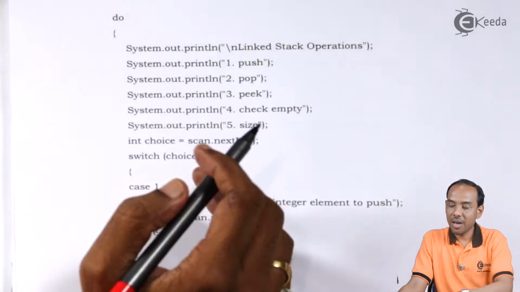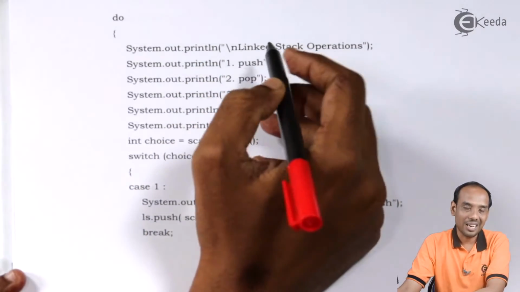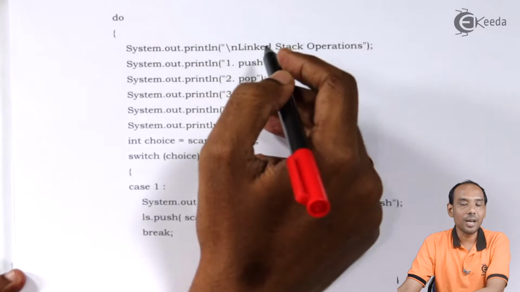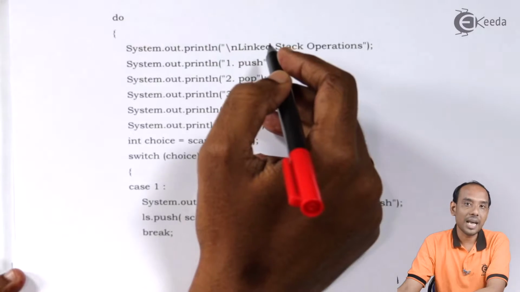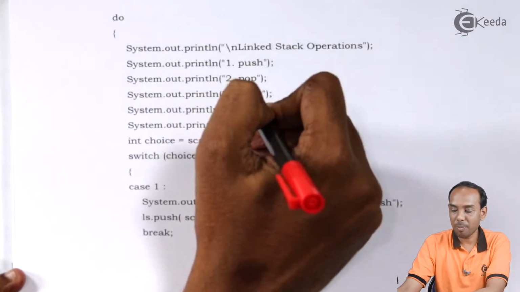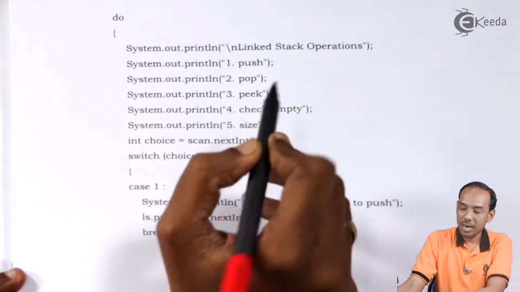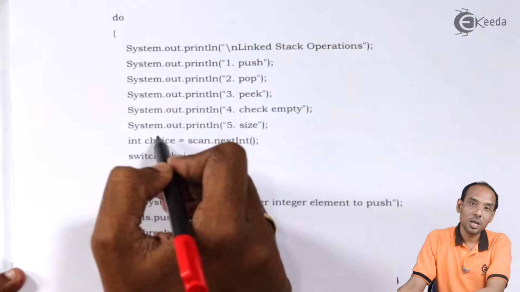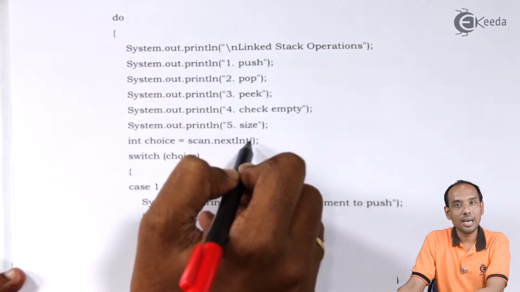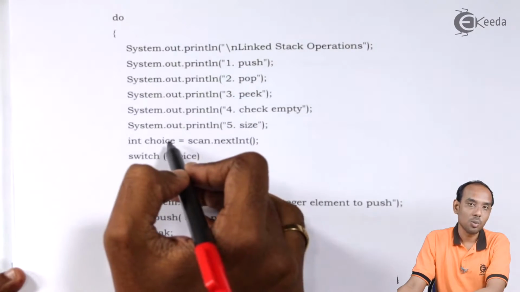Then we have presented the menu driven program to the user. That is, we are giving the options that can be performed on the stack using linked list. 1 is for push, 2 is for pop, 3 is for peek, 4 is for check empty, and 5 is to check the size. Now we will take the choice from the user. Hence I write int choice equal to scan dot next int. That value I am going to store in the choice variable.